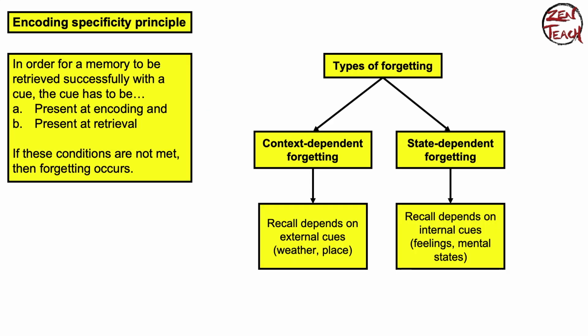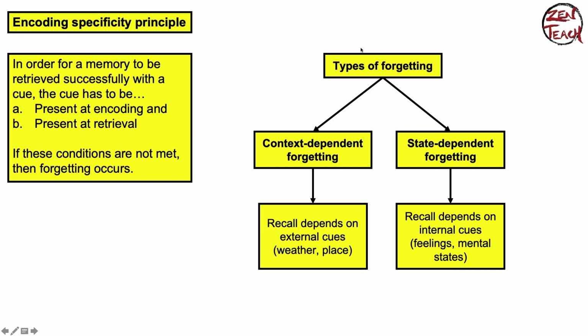So the encoding specificity principle says the following. In order for a memory to be retrieved successfully with a cue, the cue has to be present at encoding and present at retrieval. If these conditions are not met, then forgetting occurs. Basically, all this means is that a cue has to be present when you're learning something, when you're encoding something, and it has to be present when you retrieve that memory again. If those two things are not met, then you will forget or you will lose access to that piece of information. Okay, so let's use that in the following research.